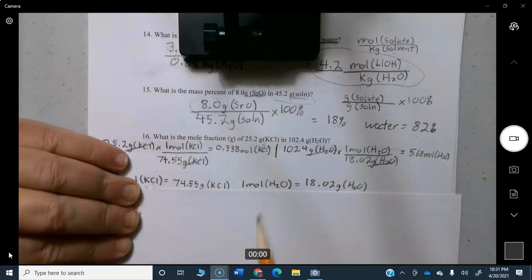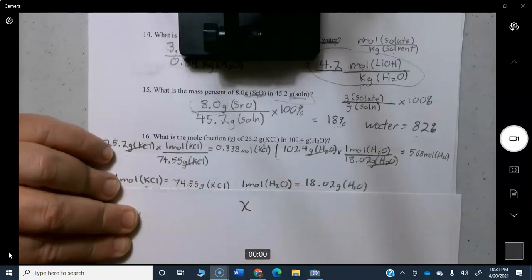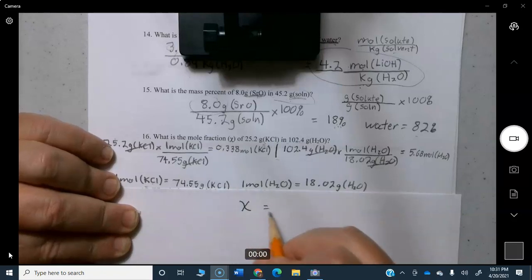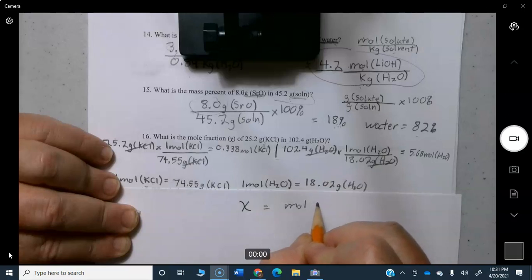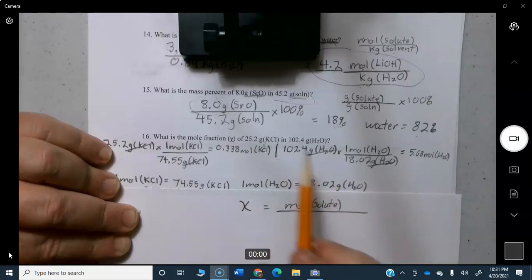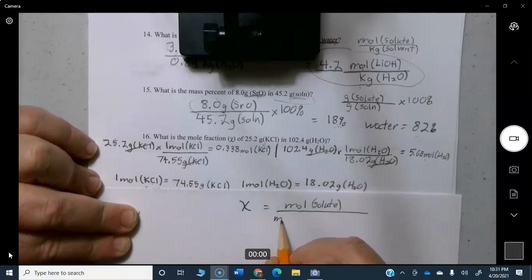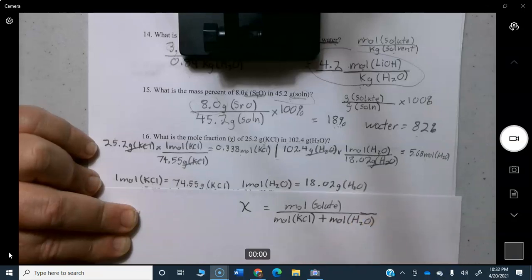Okay, so mole fraction, which is that letter chi, it's kind of a funny looking X, is moles of solute over moles of solution. But what is solution? Because we don't have solution here. We have solute and we have solvent. So it's the two of them added together. So it's over moles of KCl plus moles of H2O. That's the moles of solution. The two of them added together, okay?